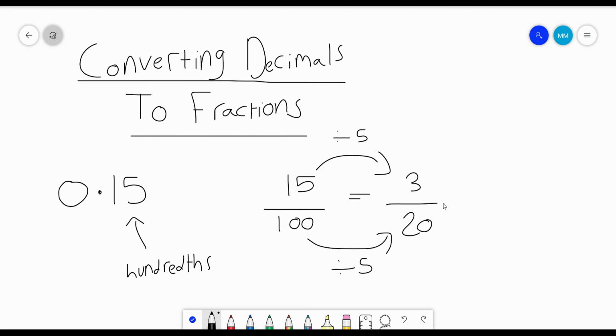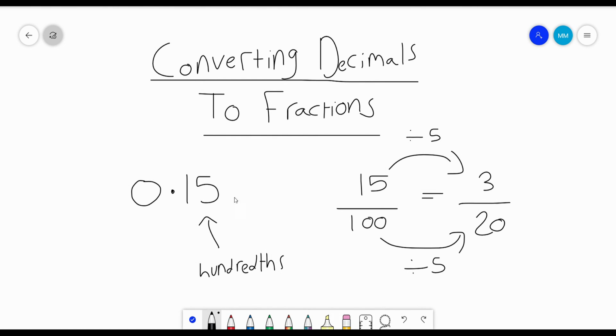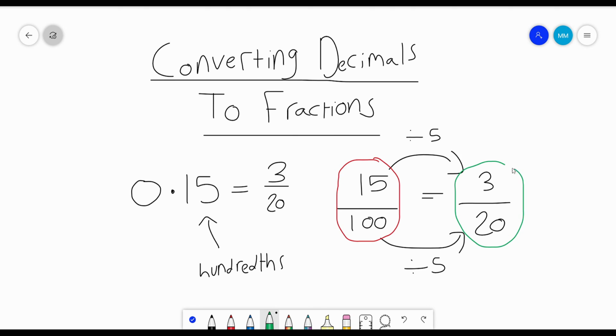Or another way of looking at it is there is no one number that can divide into 3 and into 20 and not leave a remainder. So I go back to my original question and I say that 0.15 is the same as saying 3 over 20. Once again, if you quoted the 15 over 100, a generous examiner might get you the full marks, but ideally you want to go the whole hog and you want to do 3 over 20. That's it.